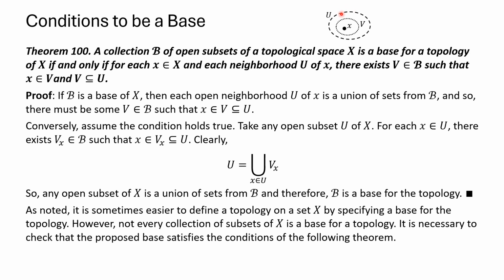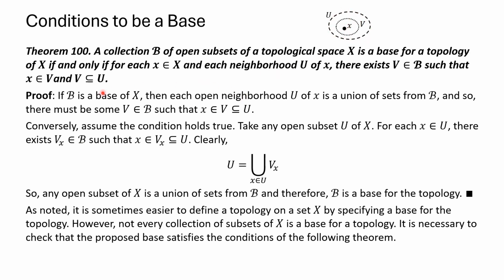So you have x and then you have a neighborhood U about x, and this condition is saying that in order for B to be a base, there needs to be some set from B that's within U and which also contains x.